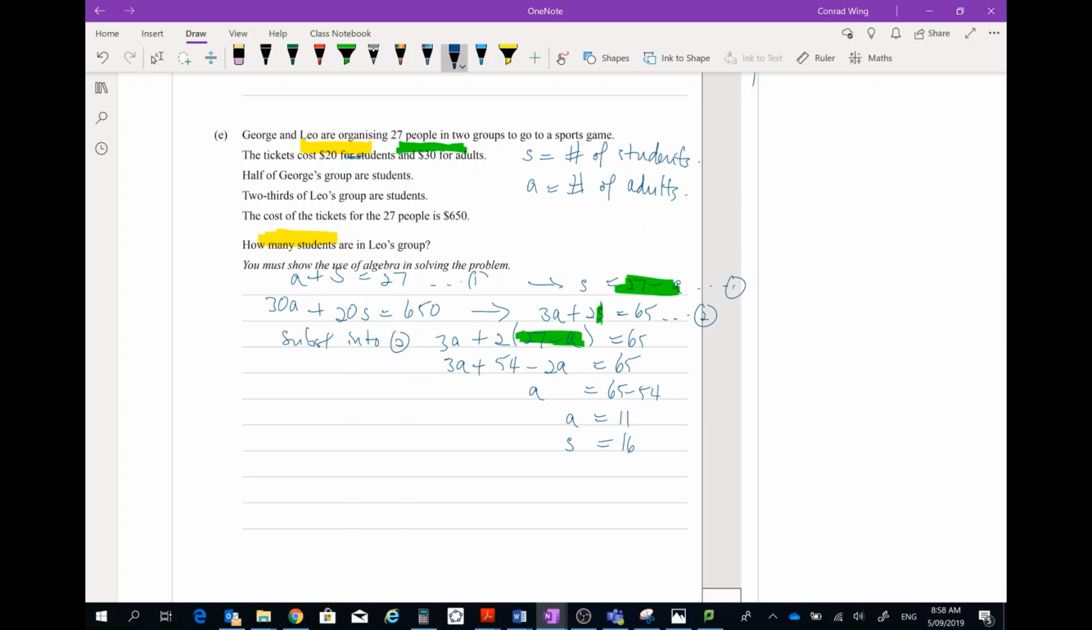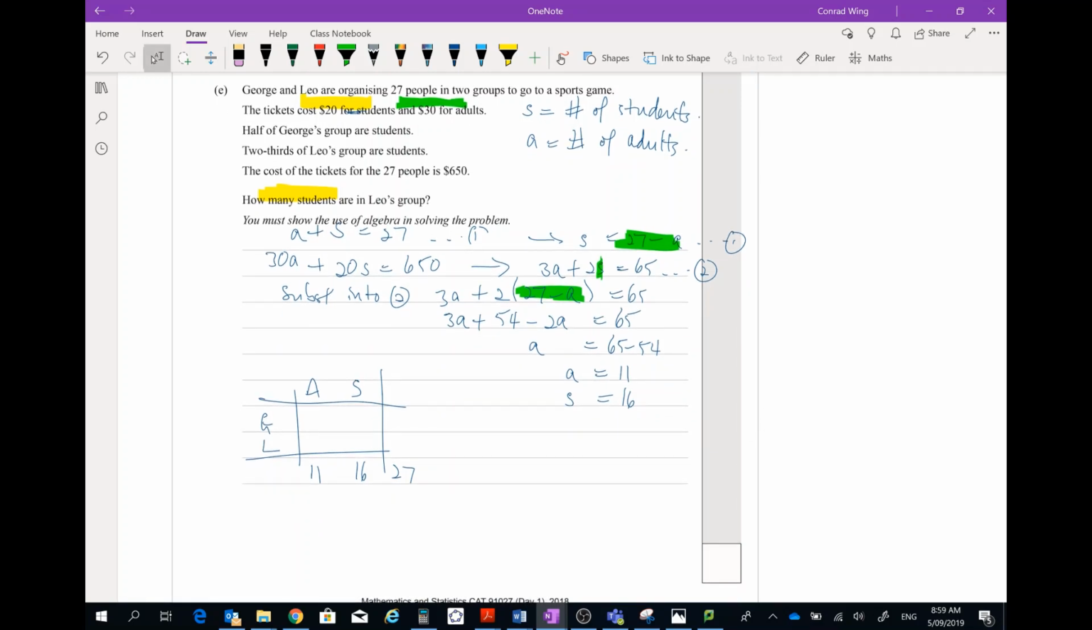We're not done yet. Because if we draw a little table here, we've got George's group and we've got Leo's group. And if we look at adults and students, we've got 11 adults and 16 students. This is 27 people altogether. And the question says, how many students are in Leo's group? But what do we know about the number of people in each group? Half of George's group are students, and 2/3 of Leo's.